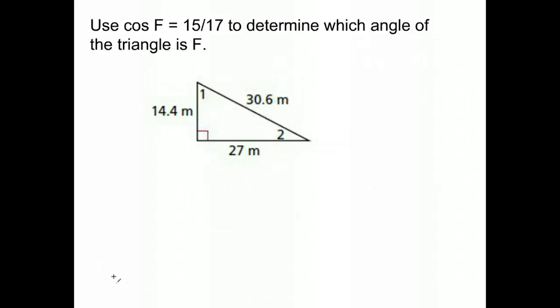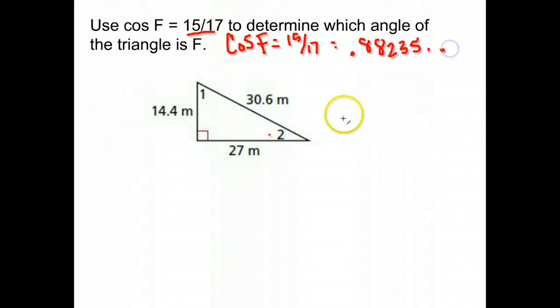All right, here's another example. It says, use the fact that the cosine of F is 15/17 to determine which angle of this triangle is angle F. Is it angle 1 or angle 2? Which of them has a cosine that's equal to 15/17? So again, the first thing I'm going to do, because it's hard to compare fractions, is change 15/17 to a decimal. I go top divided by bottom, 15 divided by 17, so that I know my decimal is 0.88235. It goes on from there.